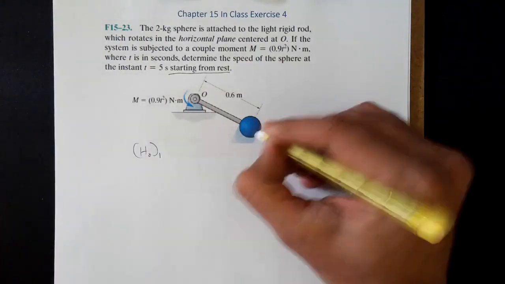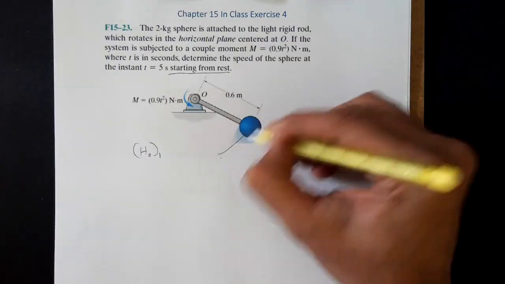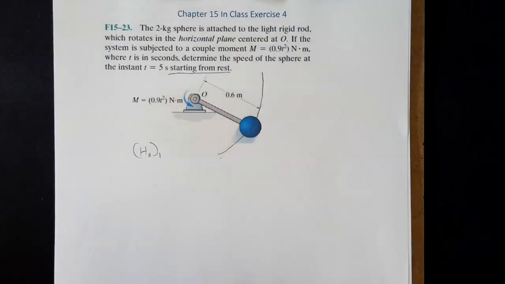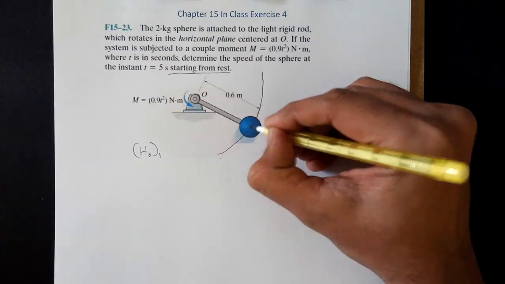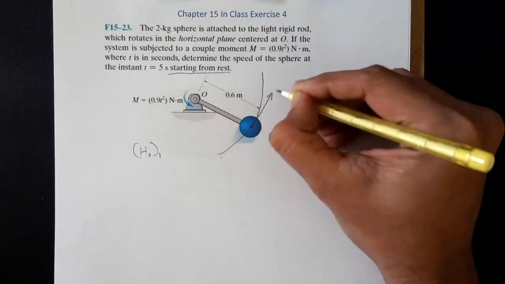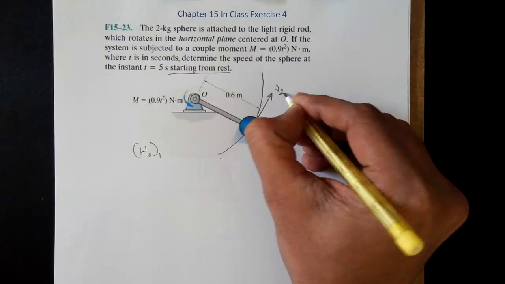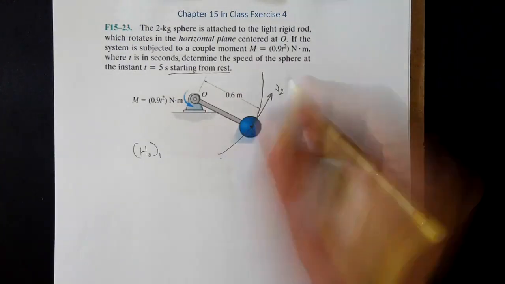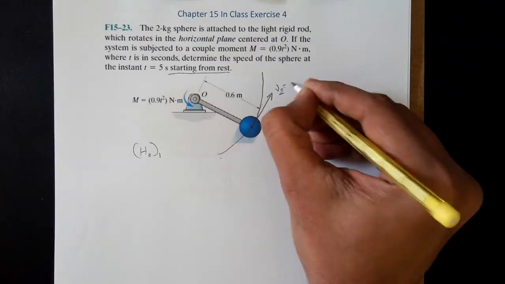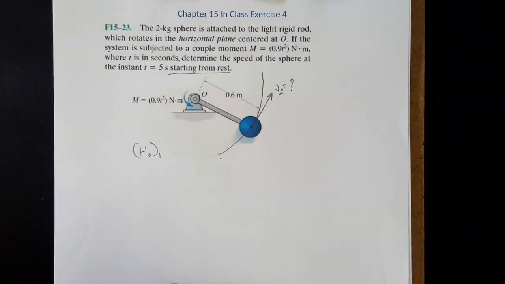By the way, the ball follows a circular path while the angular impulse is applied. And this is the path that the ball follows. At the given instant, the velocity of the ball is tangent to the path and points in the direction of motion. So let's call this the position of the ball at t equal to 5 seconds. Then this velocity is v2. This is what we need to determine: the speed of the sphere when t is 5 seconds.